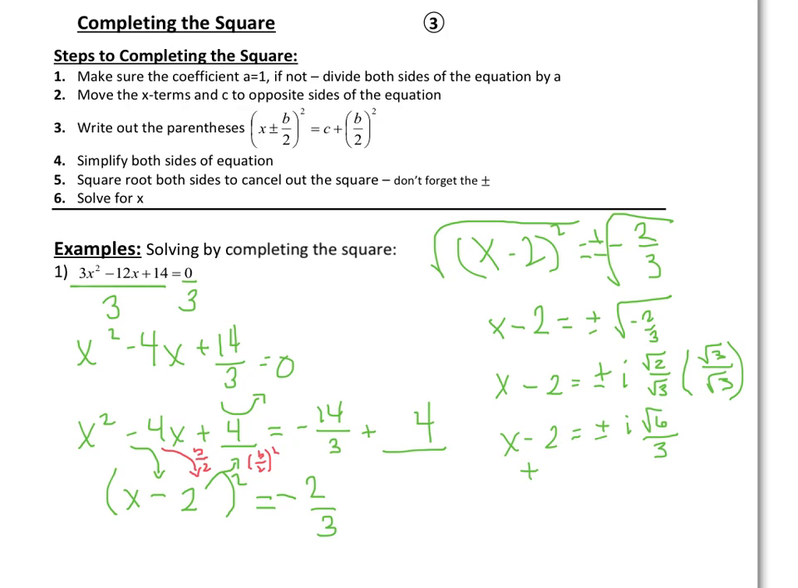And then I want to get rid of this 2 finally. So I'd add 2 to both sides. This 2 doesn't add to the plus or minus i square root of 6 divided by 3. It just goes out in front of it because this is a whole number and an imaginary number, so you can't combine them. You just want to write it separately. So it'd be 2 plus or minus i square root of 6 divided by 3 as your answer.